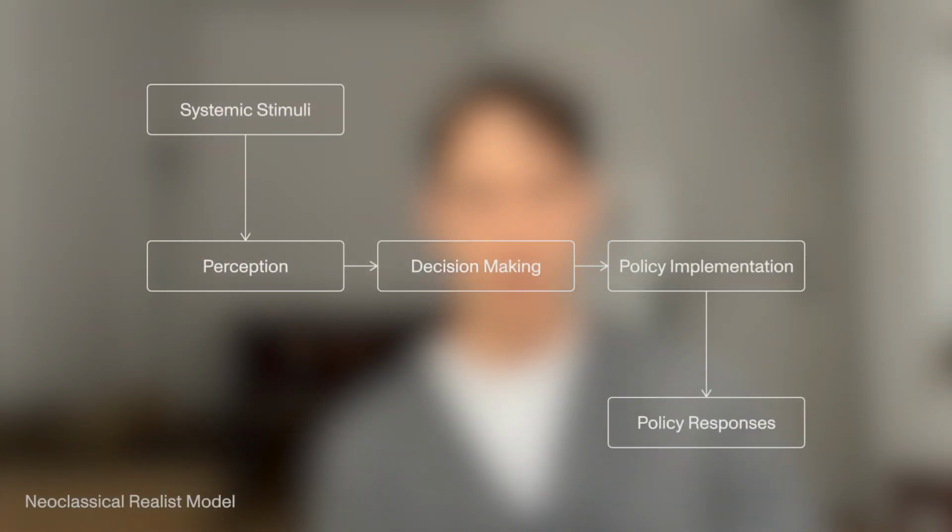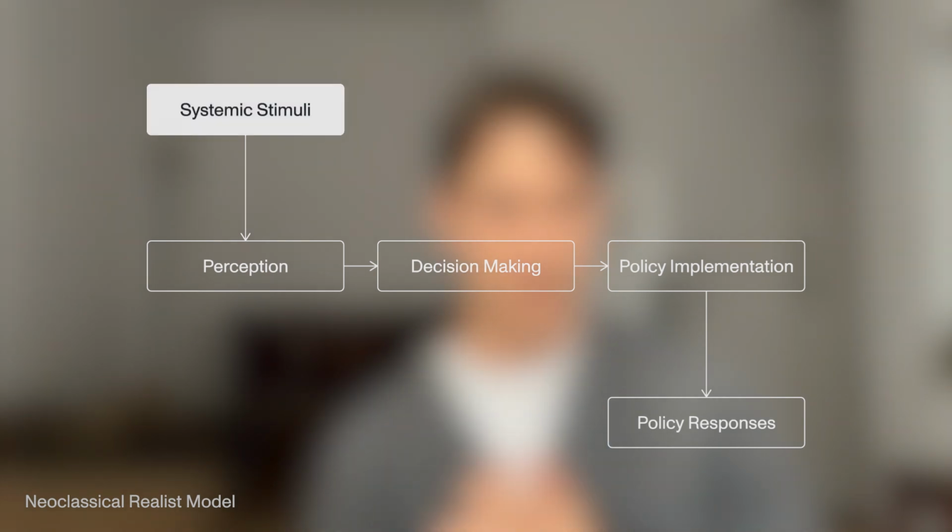Think about it this way. Two leaders can face the exact same international pressure, say a rising neighbor or a shifting alliance, but respond completely differently. Why? Because they don't perceive that pressure in the same way. Their mental maps, shaped by ideology, history, strategic culture, or political survival at home, filter what they see and how they act. Here's the neoclassical realist model.